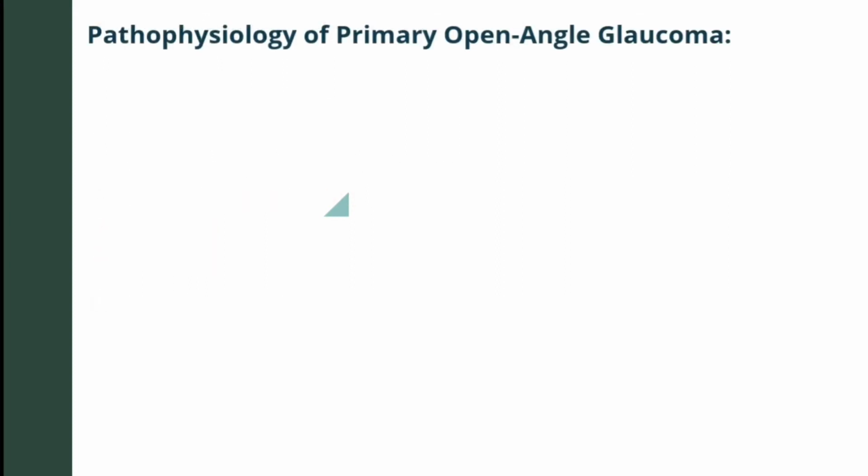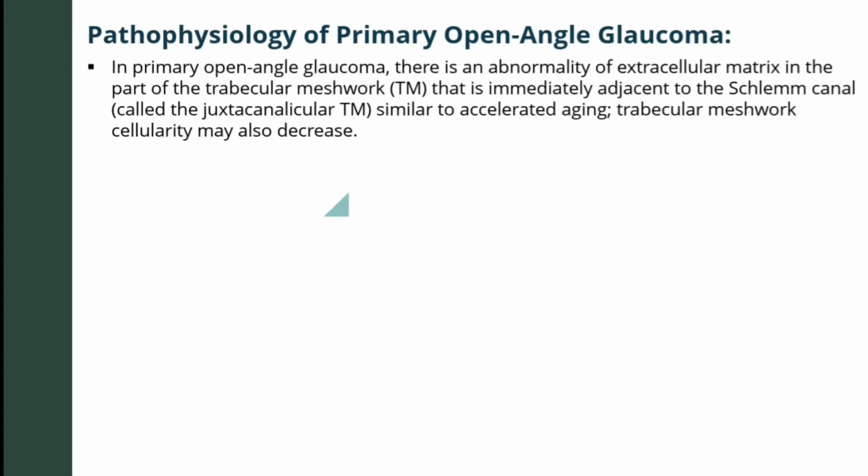Let's talk about the pathophysiology of primary open angle glaucoma. In primary open angle glaucoma, there is an abnormality of extracellular matrix in the part of the trabecular meshwork that is immediately adjacent to the Schlemm canal, called the juxtacanalicular trabecular meshwork, similar to accelerated aging. In this case, trabecular meshwork cellularity may also decrease.